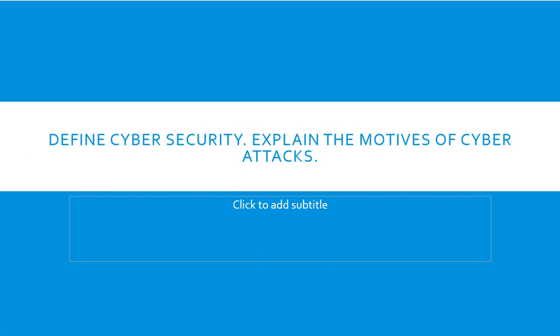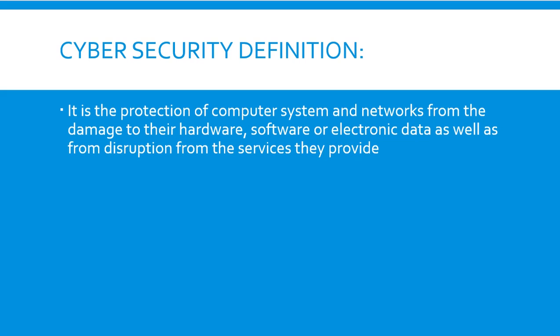So the first question we have is define cyber security, explain the motives of cyber attacks. So first let us see the definition of cyber security. Cyber security is nothing but the protection of computer systems and networks from damage to their hardware, software or electronic data, as well as disruption of the services.